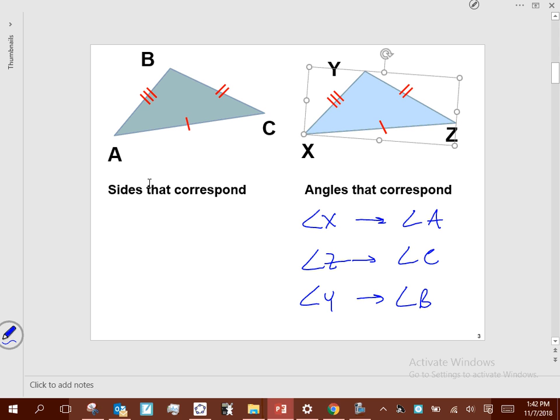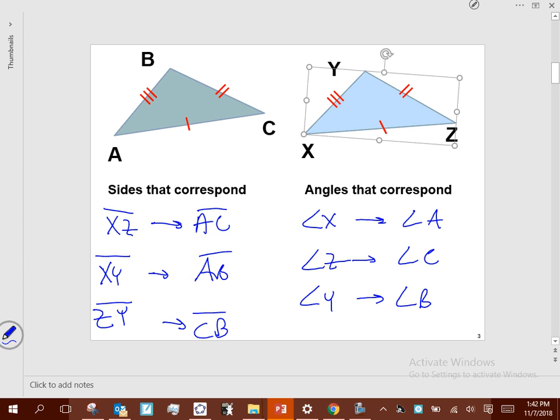If I look at segment XZ, what is that going to match up to? AC, good. What about XY? AB. And then what do we got? ZY is the last one. ZY is going to go to CD, right? That's pretty easy, correct? Okay, being able to see what matches up.